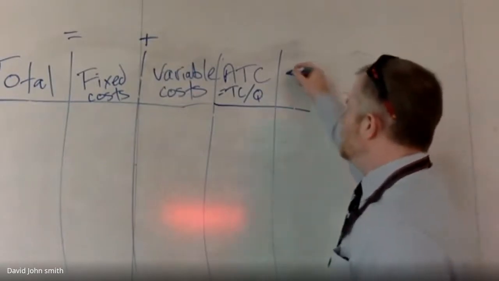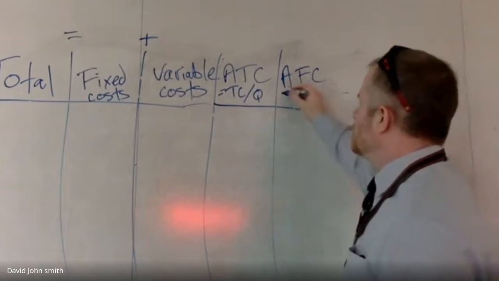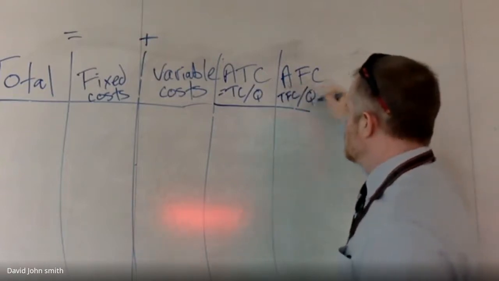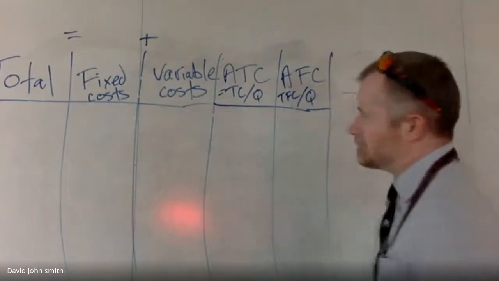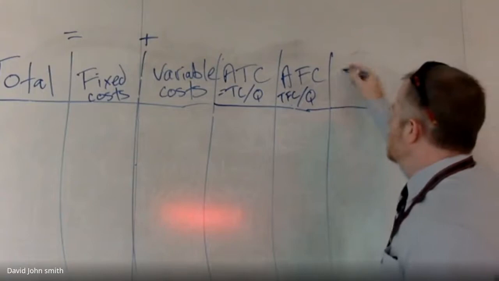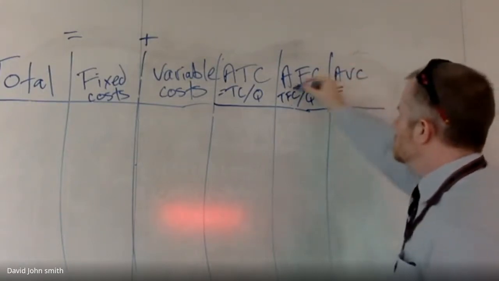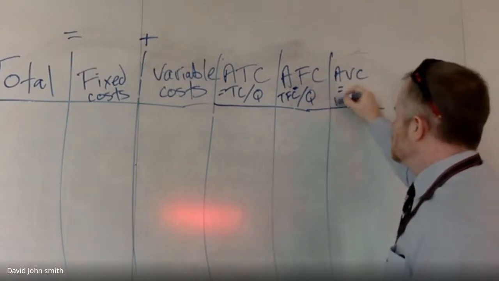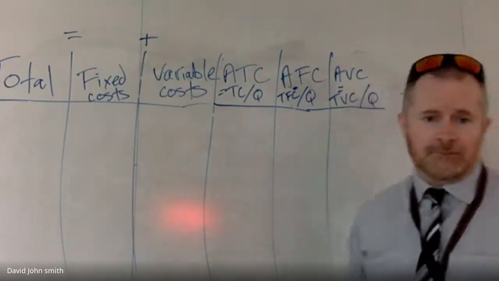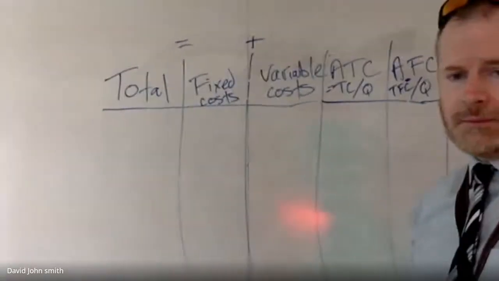You could have the average of your fixed costs, and that would be the total fixed costs divided by the quantity that you produce. Might be that you have the average of your variable costs, which would then be equal to the total of your variable costs, again divided by the quantity. Yeah? So maybe we can add a quantity column, perhaps.